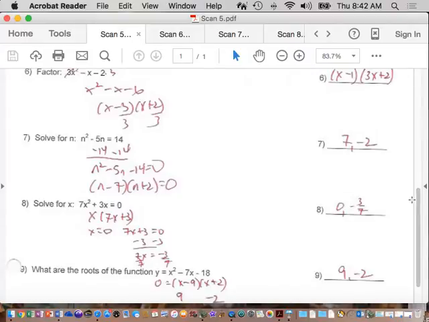Yes? So for number 7, but it also goes for 8, if you put like n equals 7 and n equals -2, well that's still good. You're all good.